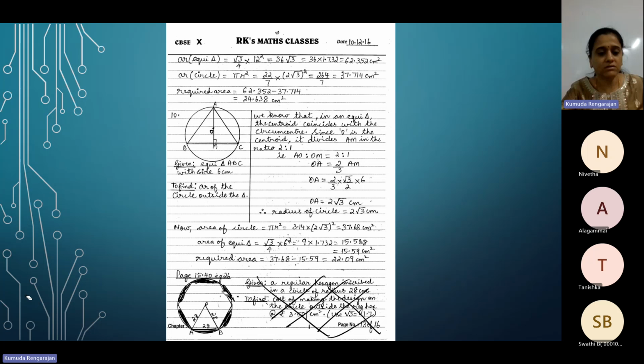Am I clear? We are only given the radius of the circle. Radius is 28, so center to any point of the circumference. OA is 28, OB is 28. But we have marked this also as 28. No, that's because this one is an equilateral.